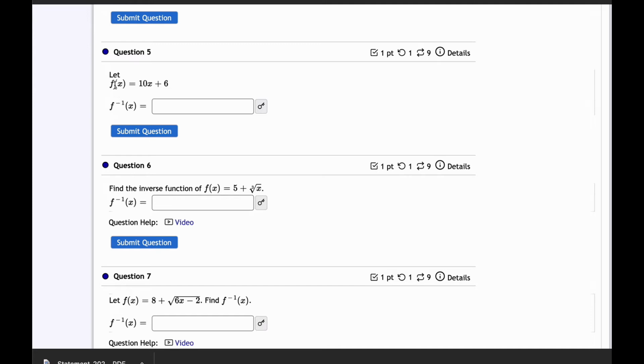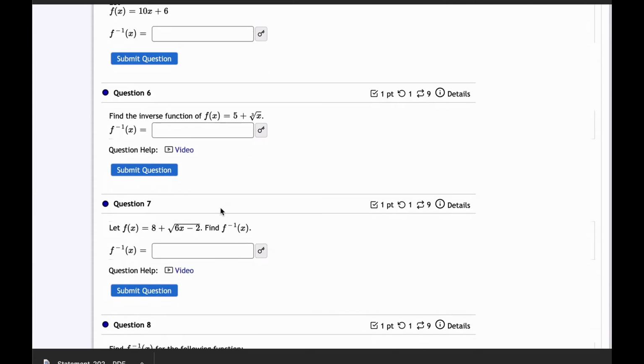So first change f of x into a y, then switch your x's and your y's, and then solve for y, and then change that y into f inverse of x. And what you get is what you'll write in this box, and then again in this box, and then again in this box. When you get your answers, be really careful with parentheses and everything.